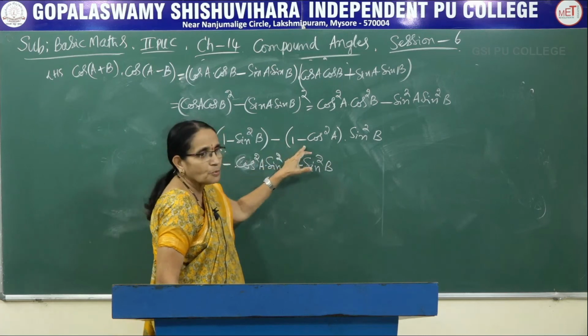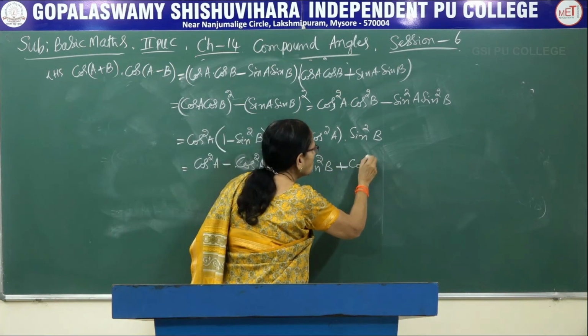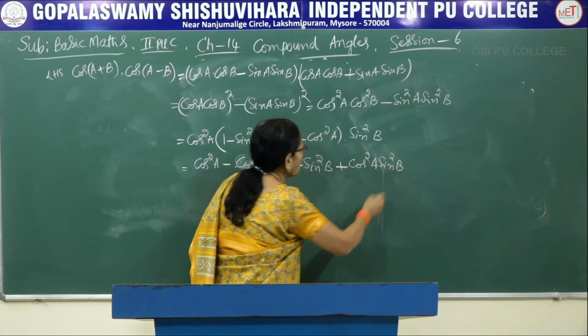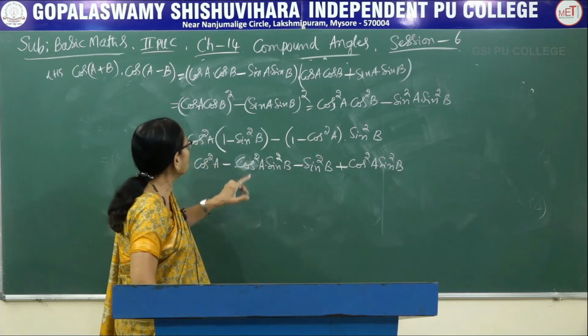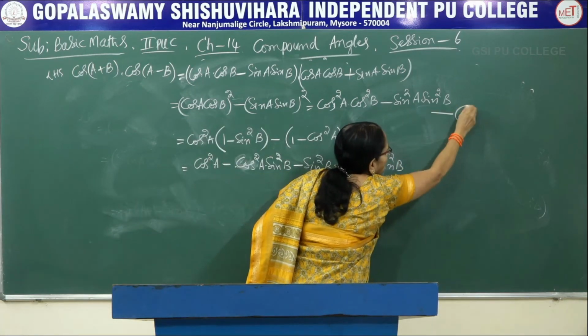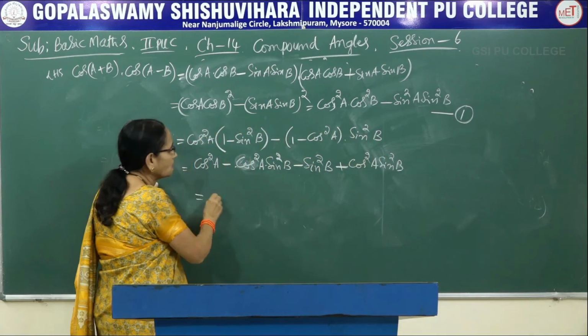Now minus of minus plus, it is cos square A into sin square B. Cos square A into sin square B. Again, this particular step here, I will give a number. Give it as 1 or 2, any notation you give there. Now look at this one.